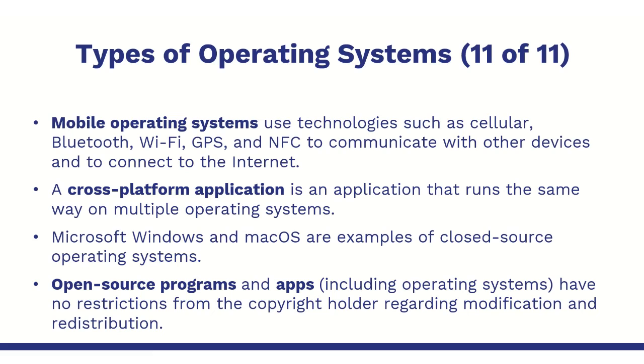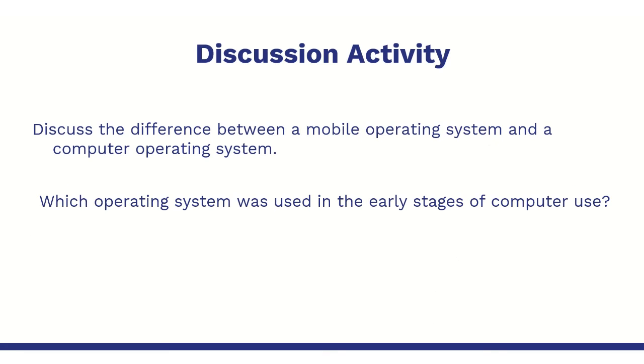The mobile operating systems use technologies such as cellular, Bluetooth, Wi-Fi, GPS, and NFC to communicate with other devices and to connect to the internet. A cross-platform application is an application that runs the same way on multiple operating systems. Microsoft Windows and Mac OS X are examples of closed source software. That's what I mentioned. Open source programs and apps have no restrictions from the copyright holder regarding the modification and redistribution.